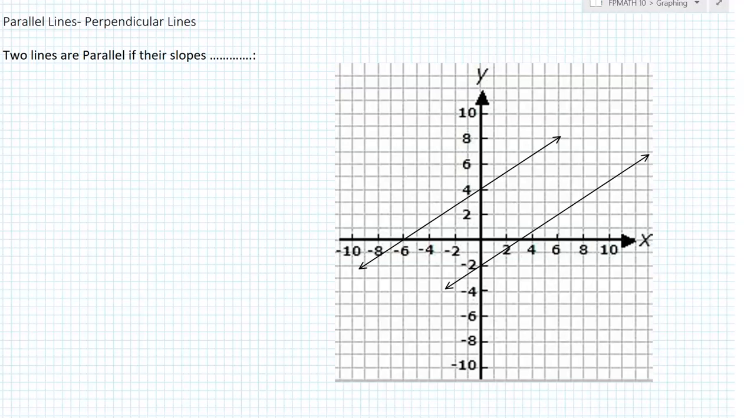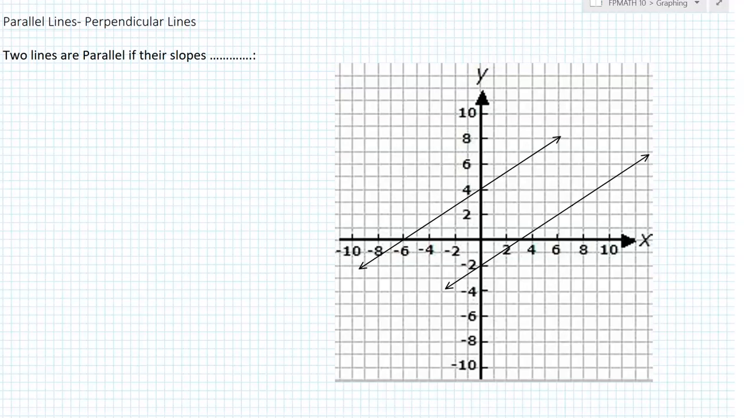Good day again. Today we are going to talk about parallel lines and perpendicular lines, if I can pronounce that properly, and how they are related in terms of the components of each of the lines. If two lines are parallel, what can we say about them in terms of y-intercept and slopes? And if they are perpendicular, what can we say about that?